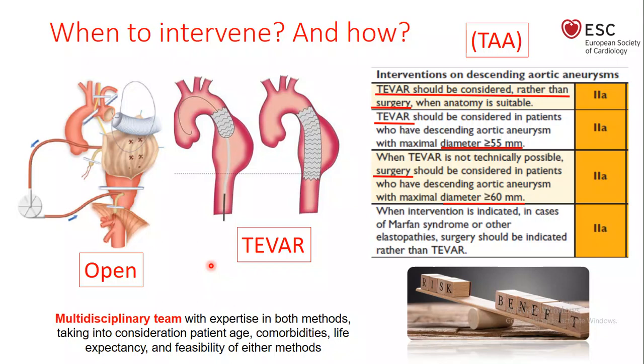So, for example, if we have a young patient, for example a 40-year-old male, and he has a thoracic descending aortic aneurysm, in this patient the life expectancy is long. And he has no comorbidities, so open intervention might be preferred in such a profile. On the other hand, if we have a 70-year-old patient with comorbidities, TEVAR might be preferred in such a patient profile with less life expectancy.